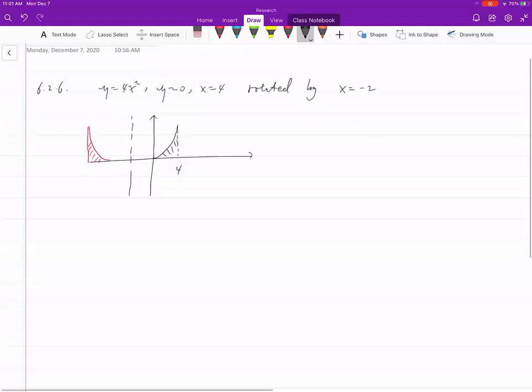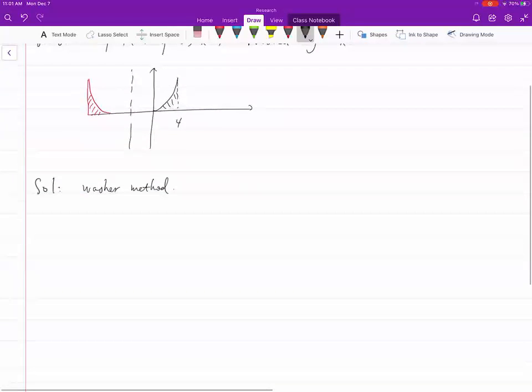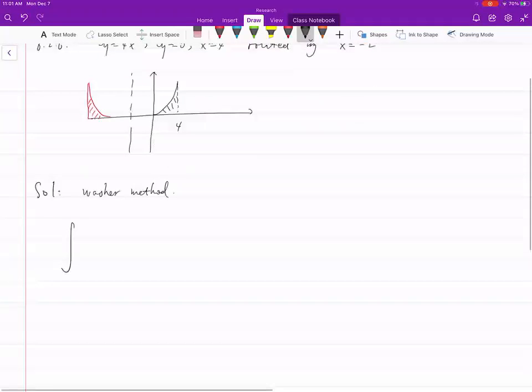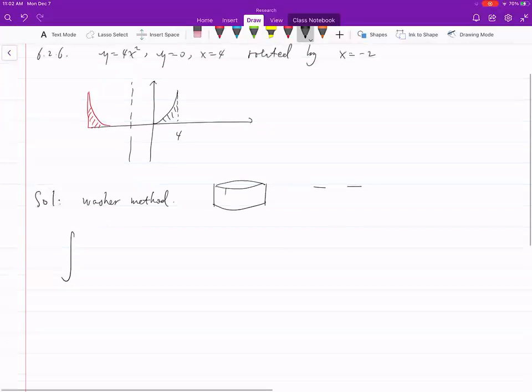All right. So what we have here is you need to first determine, do you want to do dx or dy? If you do dx, you cut things in this way. Then you rotate it. Can you see that? If you do dx, you will have a shell. So in order to get a washer, you have to cut it horizontally. So that's the first step.